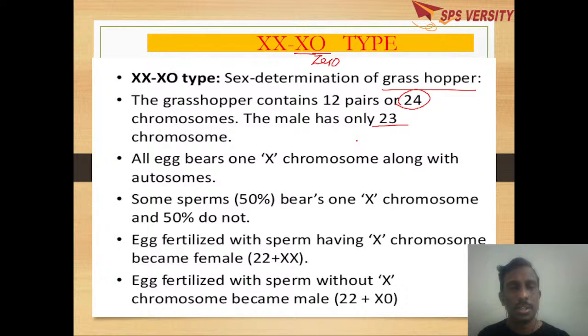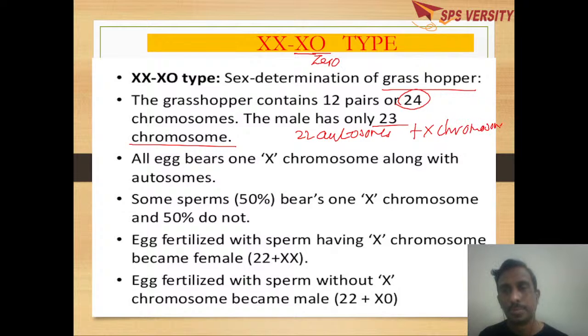The male has only 23. Okay. That means it has only 22 autosomes and one X chromosome. That means all have X chromosome. But in some sperms, when you come to sperms which are haploid, they will have 22 plus X, one X chromosome, and 22 plus 0, no chromosome here.